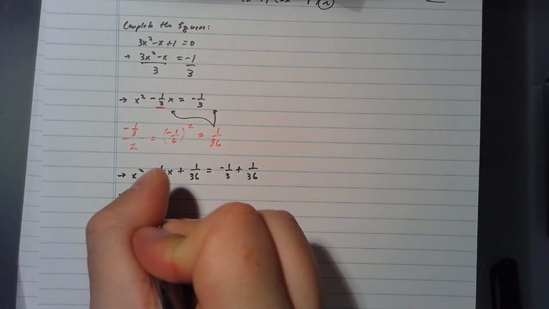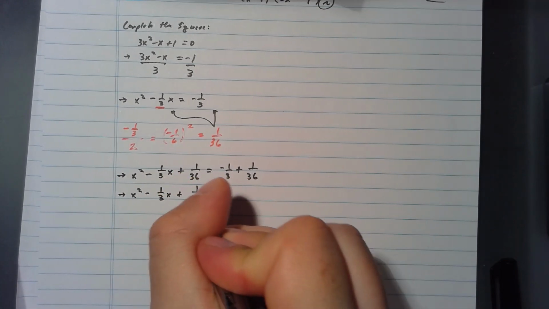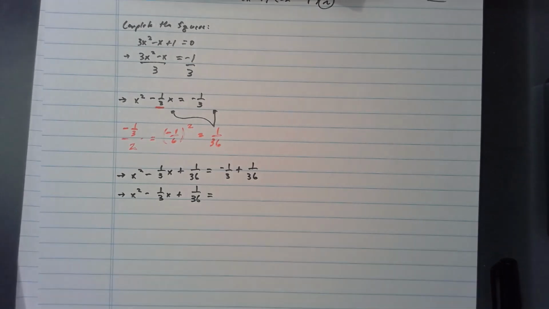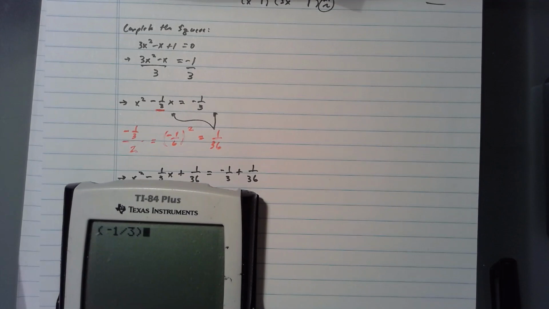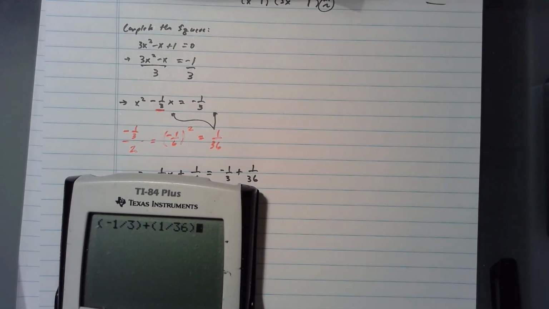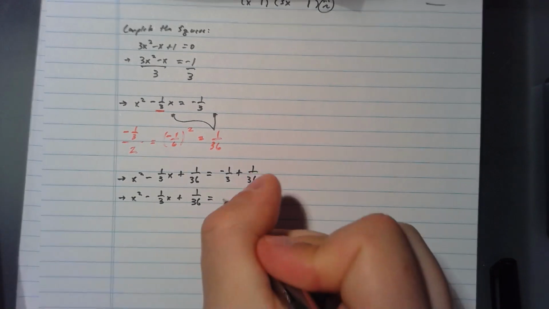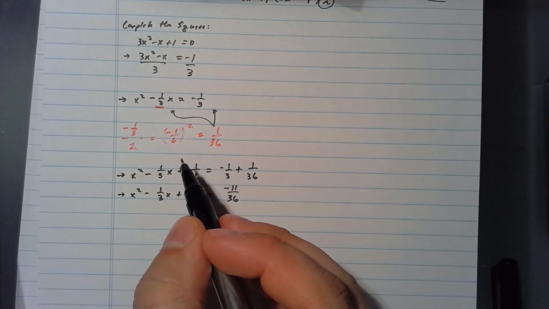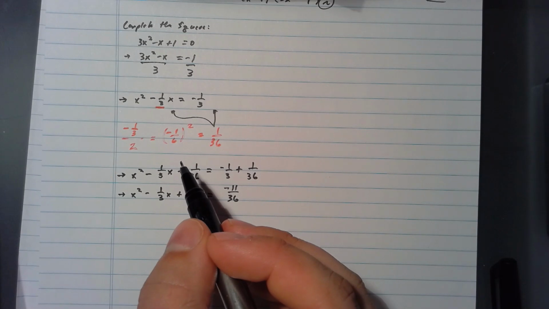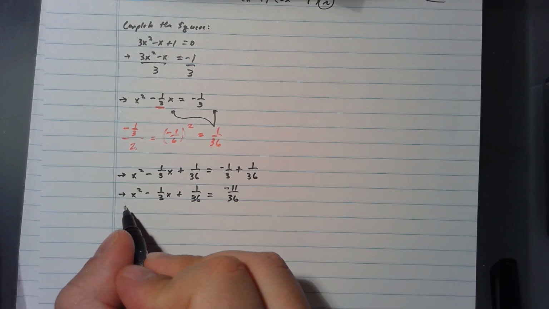So, okay. What's the right side become? So negative 1/3 plus 1/36 gives me, as a fraction, negative 11 over 36. Okay, now remember, now that I've completed the square, this is a perfect square quadratic, right?